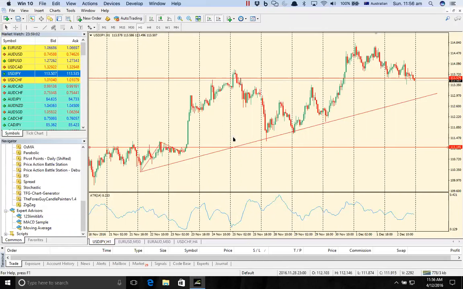Now the question of Shahid Mansoor is stop loss and stop limit. What do you mean by stop loss and stop limit? You need to explain this one to me first.